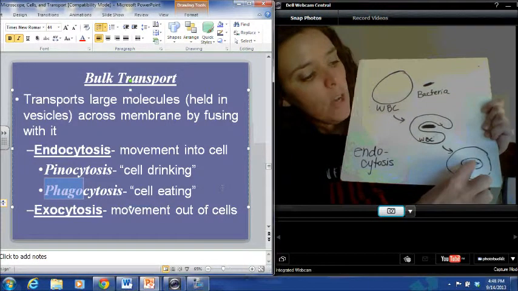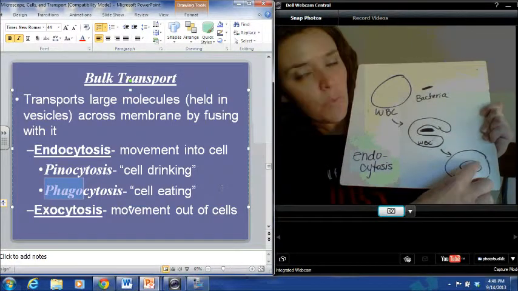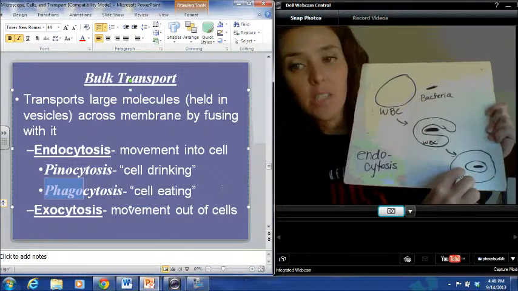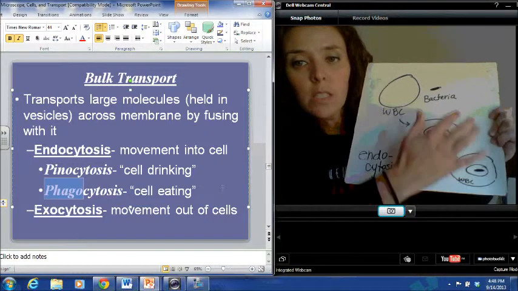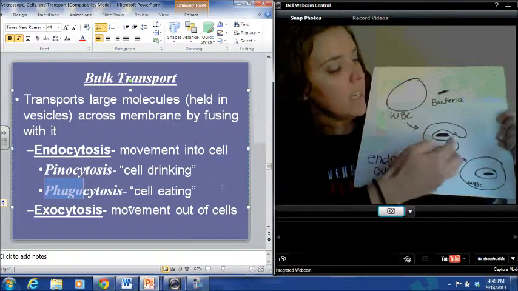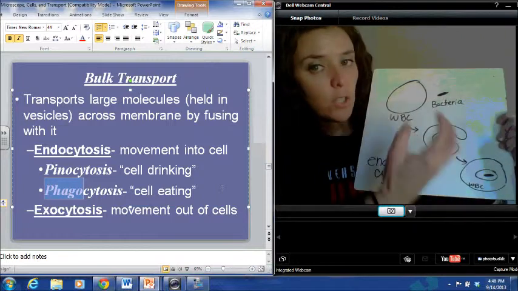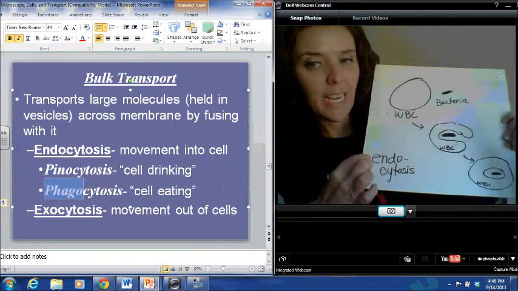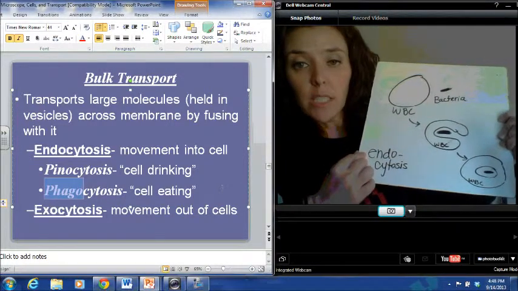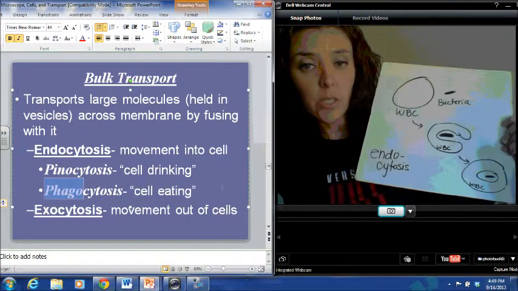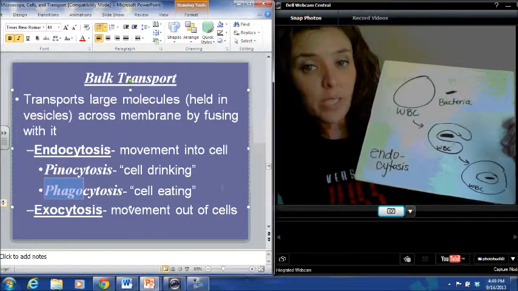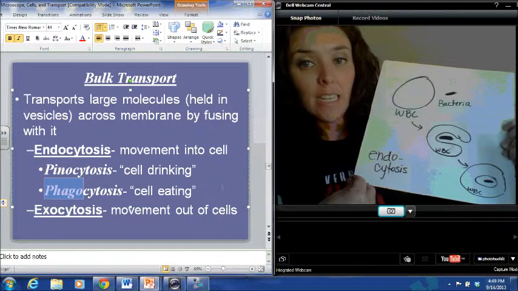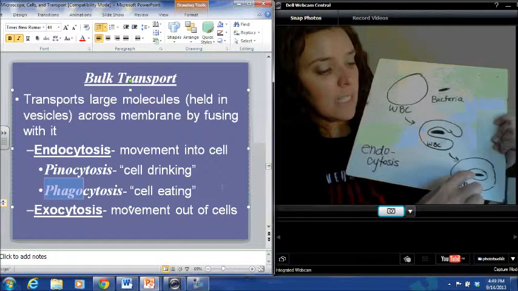And when it gets engulfed, it gets surrounded by kind of a membrane layer, and it forms what is called a vesicle. Okay, so what this whole picture is showing is bacteria being engulfed, so taken into the white blood cell by a process called endocytosis. Well, the type of endocytosis this is, is phagocytosis, and that is because it is eating. It is cell eating.